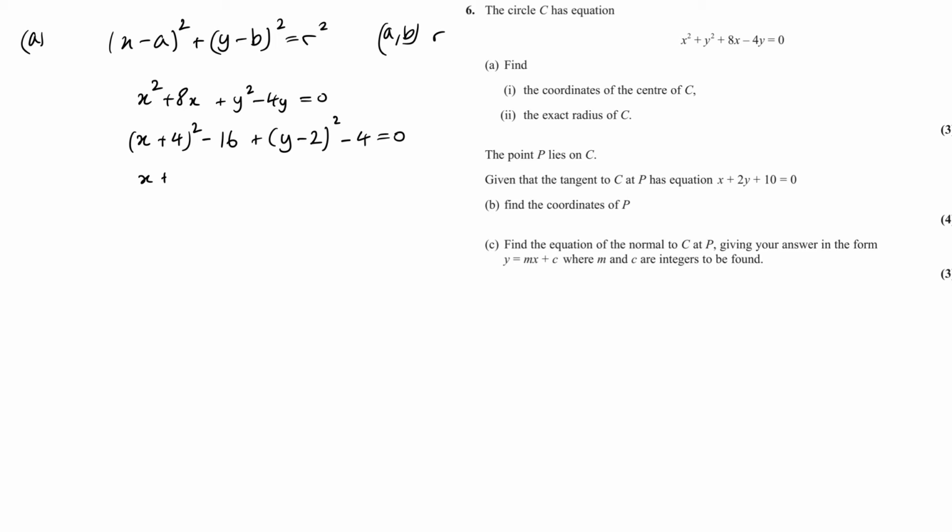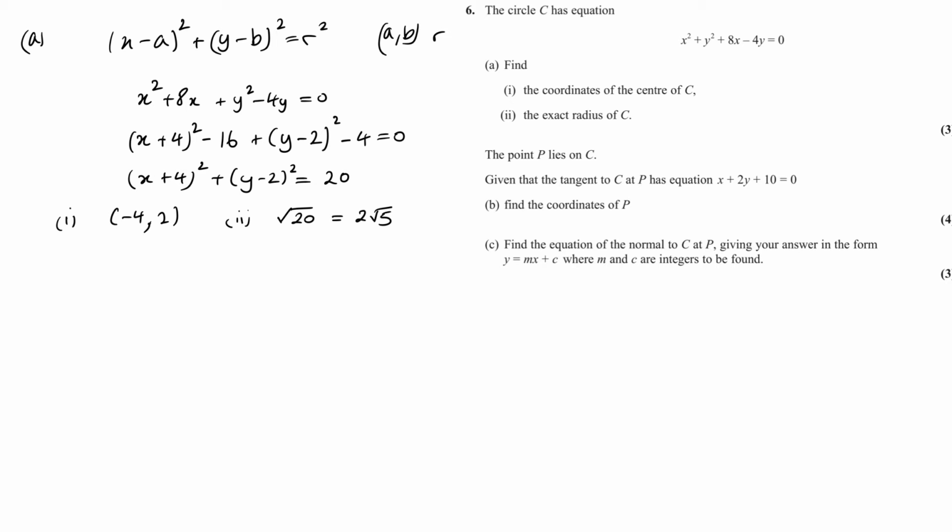So we have x plus 4 squared plus y minus 2 squared equals minus 16, and minus 4 is obviously minus 20, and when I take it to the other side it will be positive 20. So we have now the coordinates of the center is minus 4, 2, and then the exact radius would be root 20, which you could write as 2 root 5.